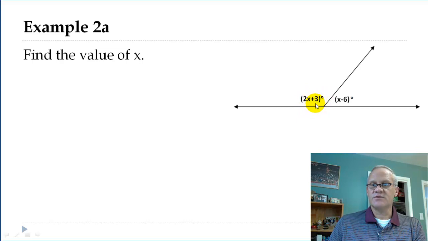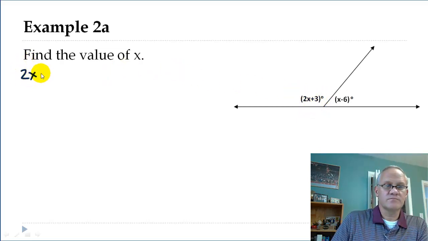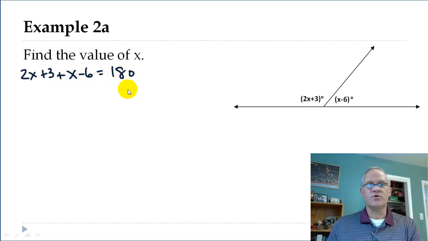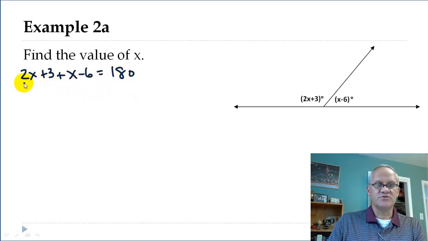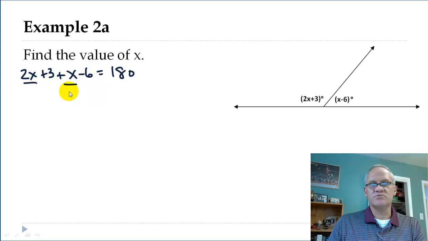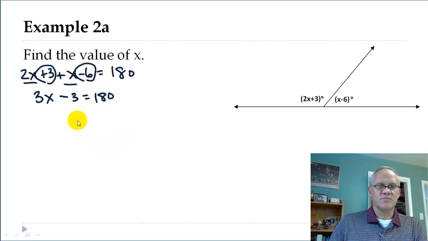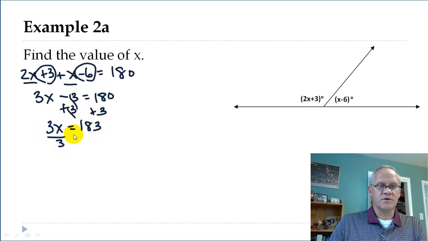What do we know? We know that this angle here, 2x plus 3, has to add up with x minus 6 to equal 180. That's the equation that we're going to write. So all we have to do is solve that, and we'll find out what x is. All right, remember, when we're combining two like terms that are on the same side, don't do the opposite thing. You just add them like they are. So 2x plus x is 3x, and then 3 minus 6 is minus 3. And then we just do plus 3. So 3x equals 183. And then we divide by 3.